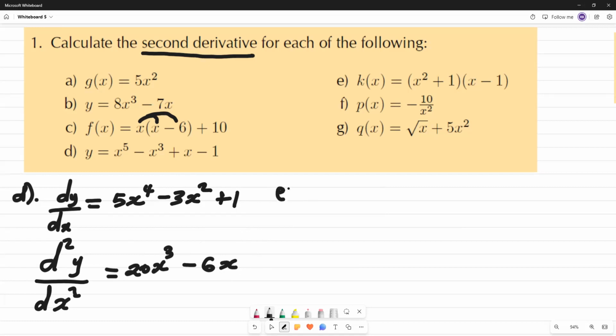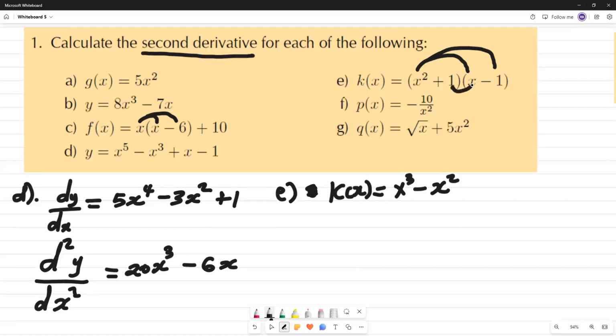Now let's go to E. On E, we firstly need to simplify. I can see that I need to multiply the x squared there. So it's going to give me x cubed minus x squared. Then I need to multiply the 1 there, which gives me plus x minus 1. And then there's no like term. So it's in simplified form now.